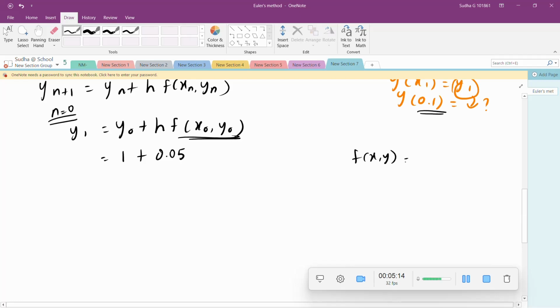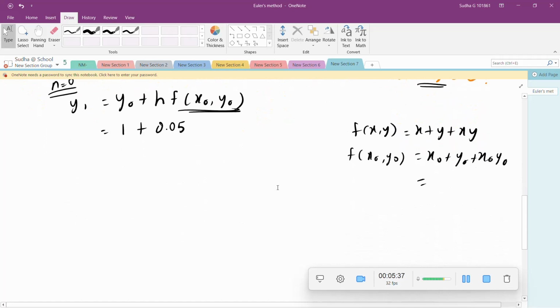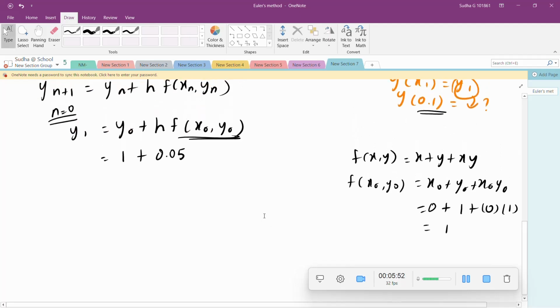So f of x comma y is nothing but x plus y plus xy. But we need f of x naught y naught. So you should replace wherever xy, instead of xy, you should replace x naught y naught. So x naught plus y naught plus x naught y naught. Already given x naught and y naught values. So here x naught value 0, y naught value 1. Simplifying this, we will get 1. So f of x naught y naught value 1.